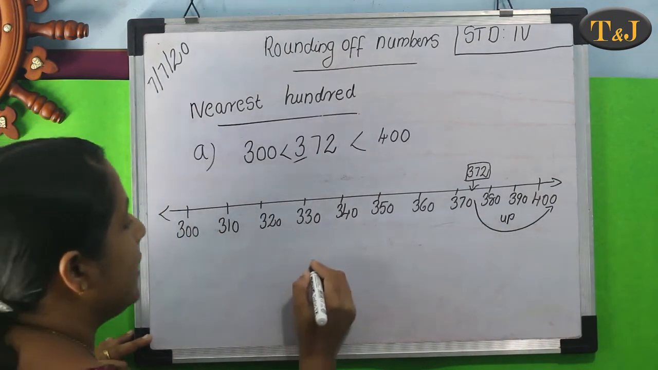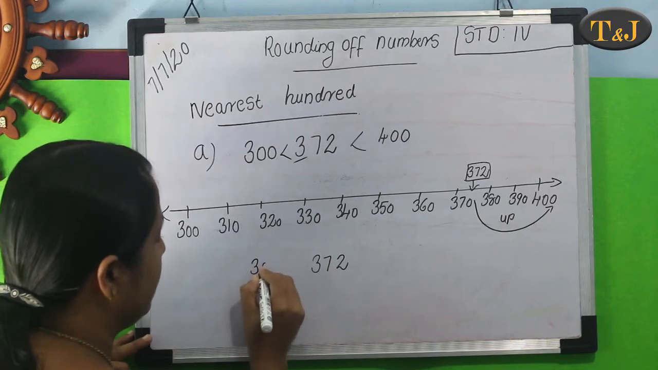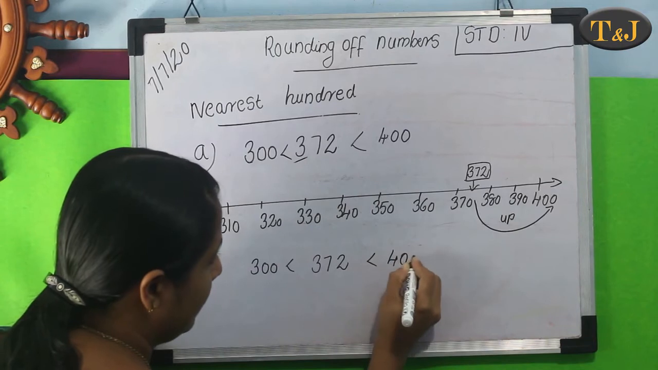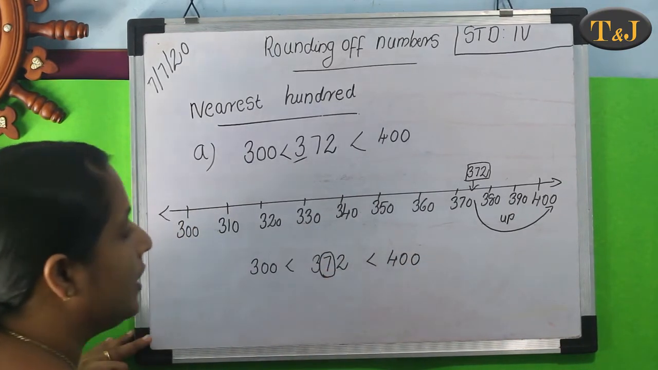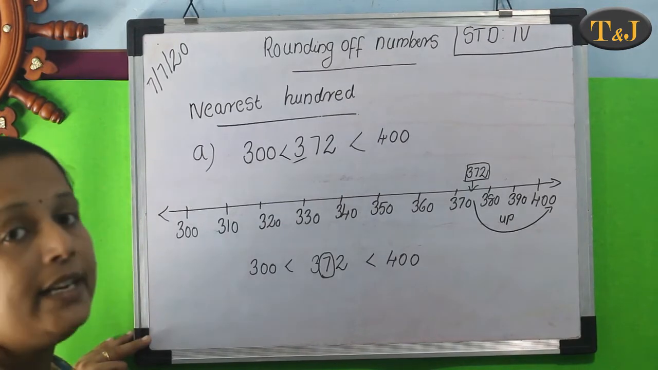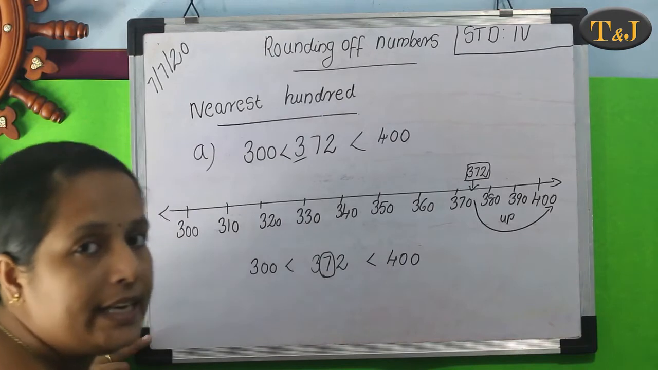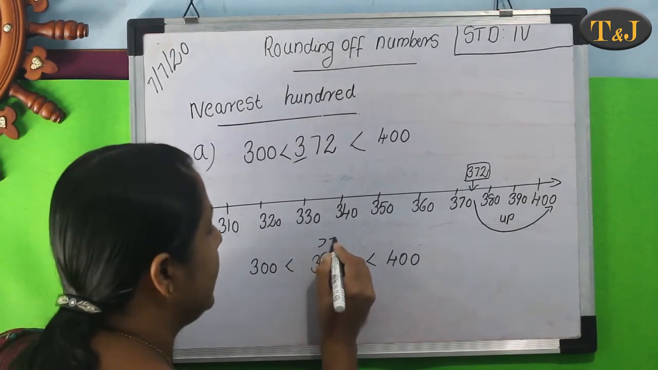Then take the value 372. It lies between 300 and 400. Then take the tens place value. In nearest 100 we take the tens place value. Is the tens place value less than 5 or greater than 5? Yes, it is greater than 5. So we write greater than 5.